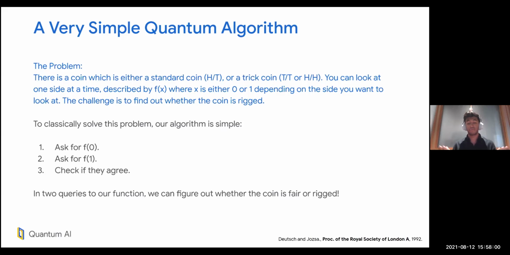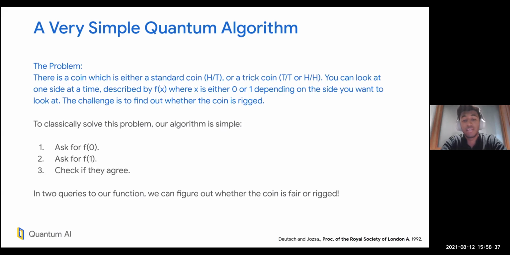So the classical algorithm, if you want to call it that, for this problem is very simple. You first ask what f of 0 is. I tell you. And you say, OK. And then you ask what f of 1 is. I tell you again. And what you do is you check to match what we said the first time with what we said the second time. And if they agree, it's a trick coin. If they don't, it's a balanced coin. Very simple algorithm, right? Very simple toy problem. But note there are two queries to your function. You have to ask me two questions. If you ask me just one, you have basically no information about whether it's trick or standard. You need to ask about both sides.